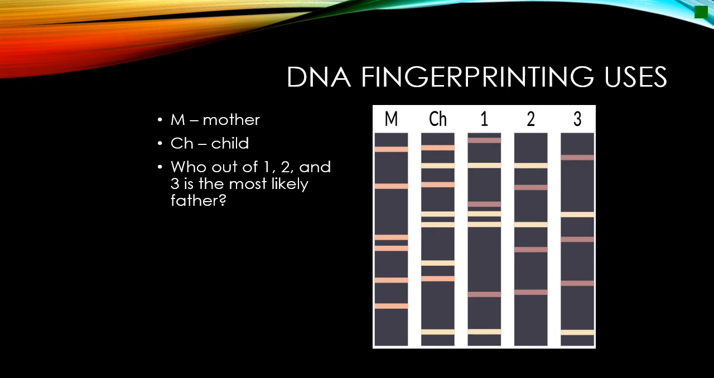So they can also be used in paternity cases or maternity cases, although maternity is usually not as big of an issue. But you can see in this example, there's a mother and a child, and then there are potential parents 1, 2, or 3. And you can pick out, hopefully relatively easily, which one seems to be the most likely parent, I would say.